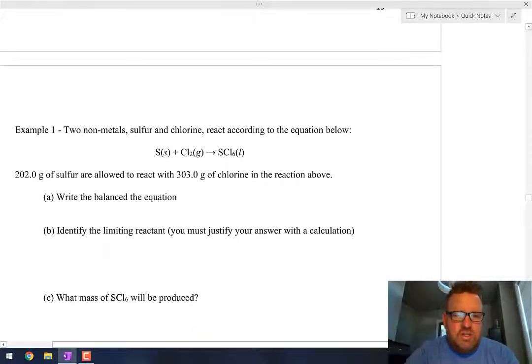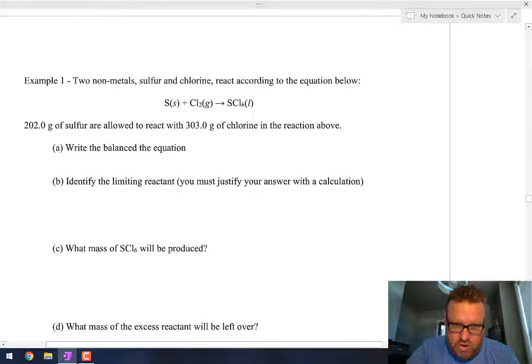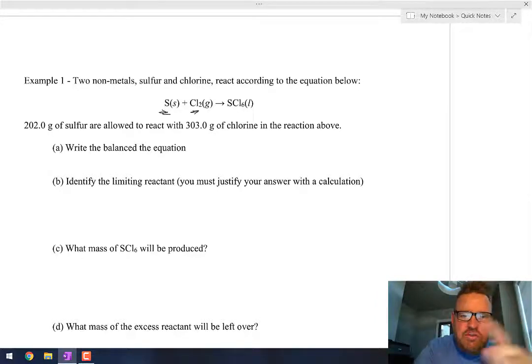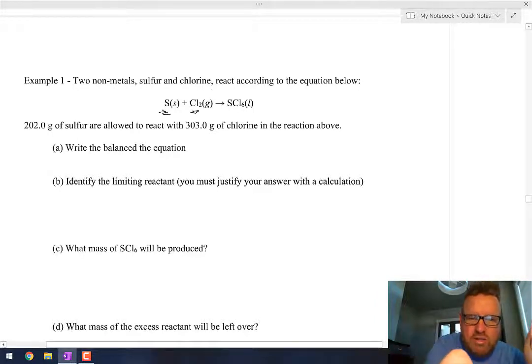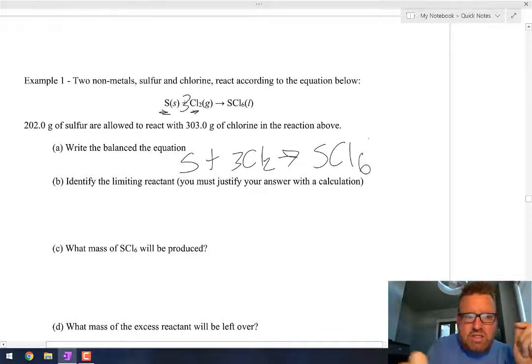Okay, 2 nonmetals, sulfur and chlorine, react according to the equation below. 202 grams of sulfur are allowed to react with 303 grams of chlorine in the reaction above. Okay, so right away you should recognize that, oh, they're giving me the amount of sulfur and they're giving me the amount of chlorine. This is going to be a limiting reactant problem, unless they tell us something later. So first of all, we need to balance it. So to balance it, there's 1 sulfur, 1 sulfur. We just need to put a 3 right there. So it's S plus 3 Cl2 makes SCl6.